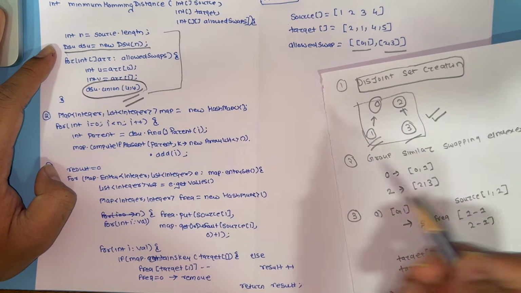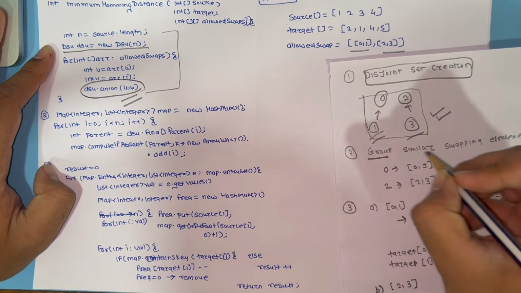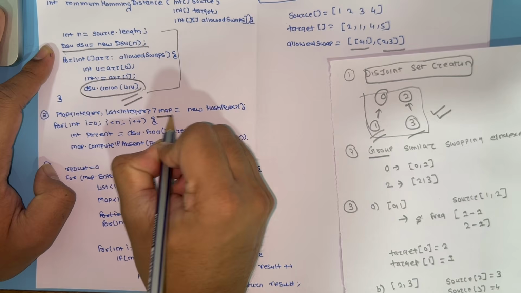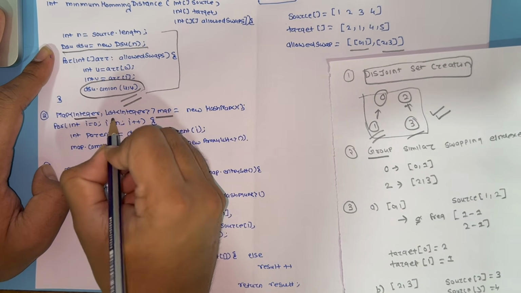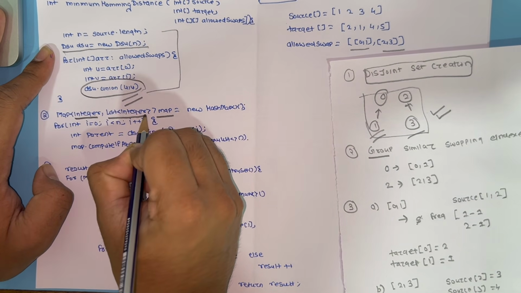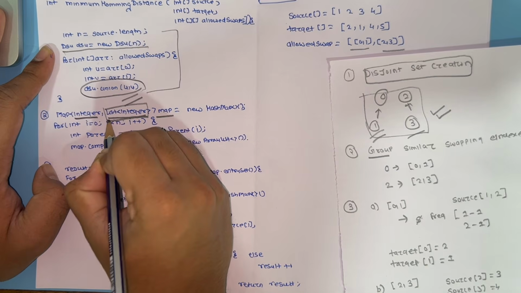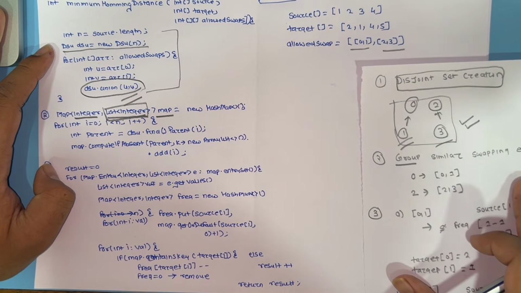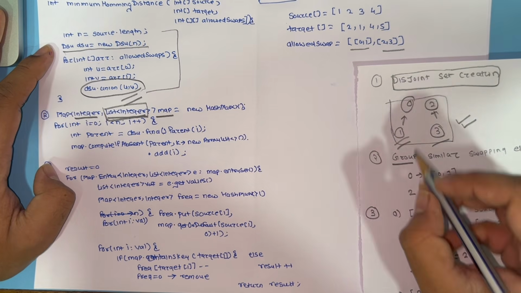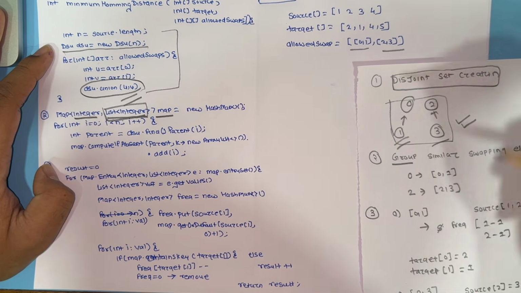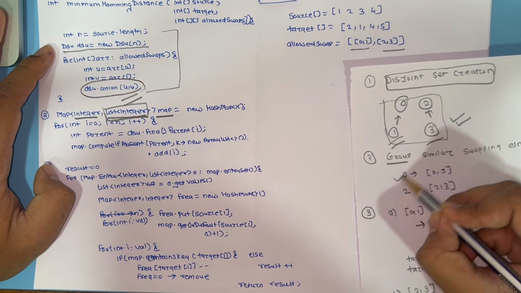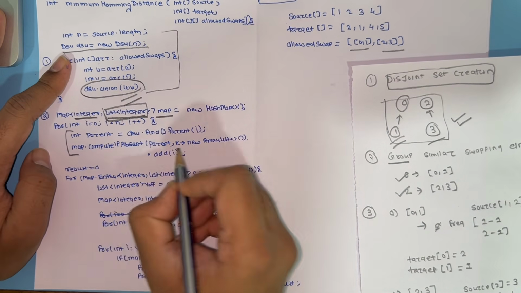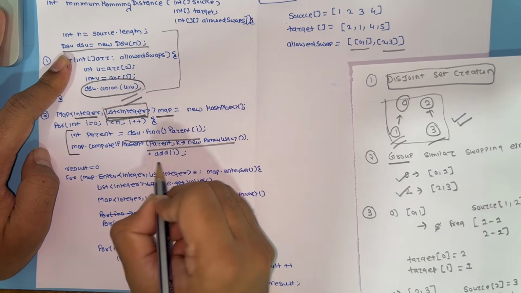In the second step, what we have discussed is to group similar swapping indexes. So we have created a map where the key is an integer and the value is a list of integers, the list of indexes where the swaps are allowed. From this disjoint set only we are creating this. So 0 and 1 will be in one list and 2 and 3 will be in one list. We are just adding those things here. You can go through this code.